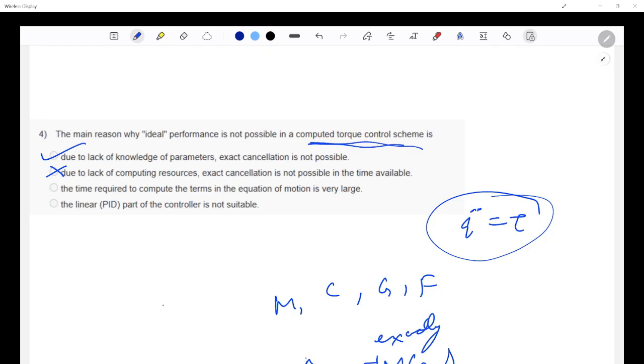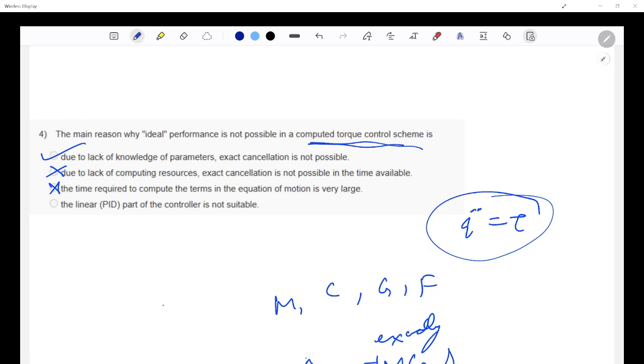Third option is, time required to compute the terms in the equation of motion is really large. Partially true, but not the main reason. Computation delay exists, but it is not a fundamental issue that if this is solved, the CTC would be ideal. No.